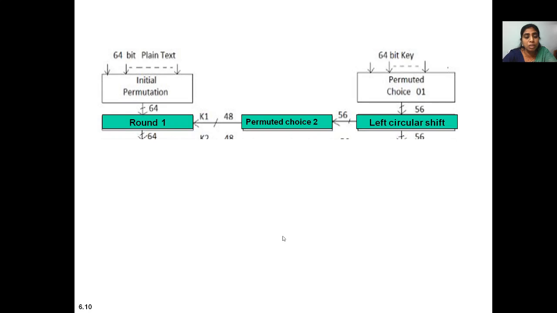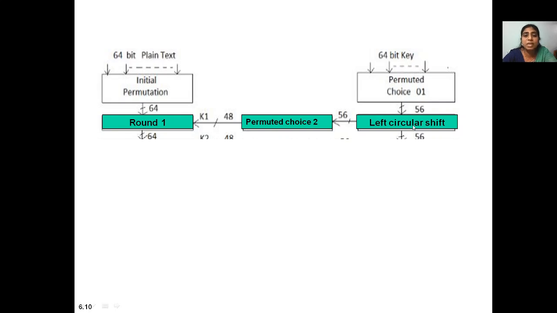Once you perform this, then we have the round 1 function. Before going into how the round function works, we need to know how we are going to apply the 48 bit key. Once the permuted choice 1 is performed on the key, we get 56 bits as the output. This 56 bit key is then given to the left circular shift.